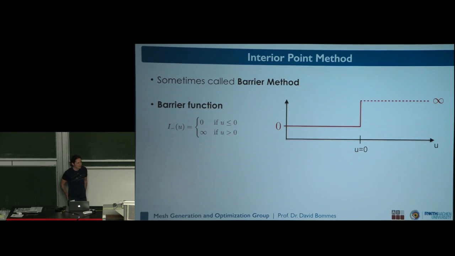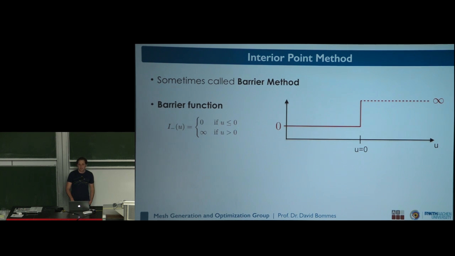So the key idea that we use here, or the key ingredient we need, is the barrier function. That's why the method is sometimes also called the barrier method. What's the barrier function? It's a function which is strictly 0 if we evaluate it at a point u less than or equal to 0, and then it immediately jumps to infinity for all u values that are positive. It's depicted here.